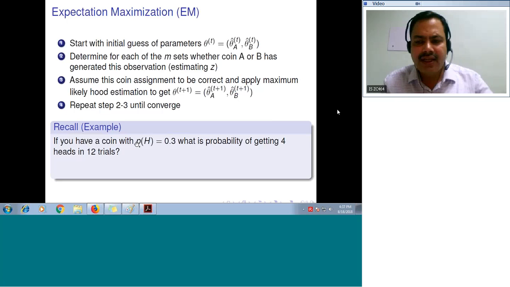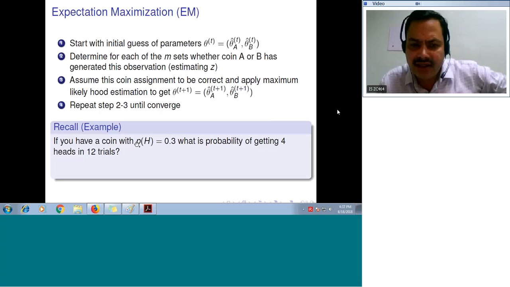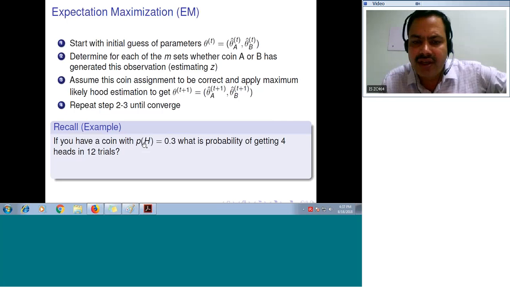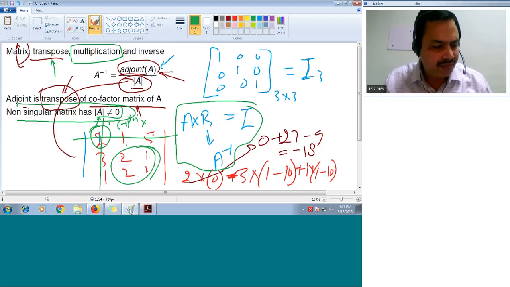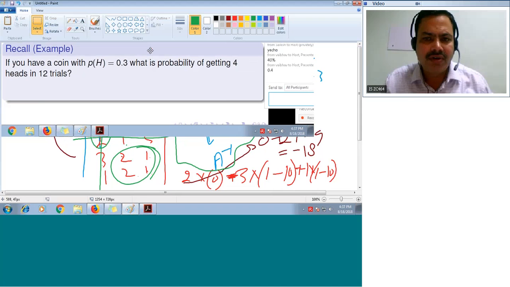So I was telling that if you have a coin with a probability of head of 0.3, and you are going to flip that coin 12 times, what is the probability that you are going to get 4 heads out of this? Let me write this problem over here because it's an interesting problem. It is a binomial expression problem, and it tells what is the probability of getting 4 heads.